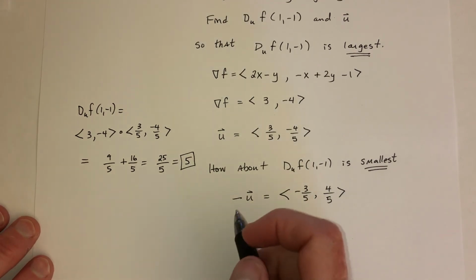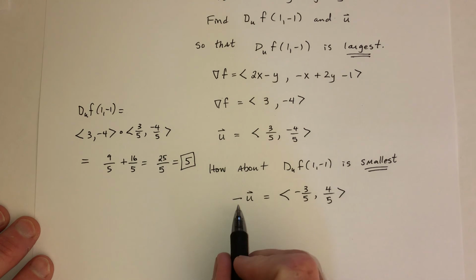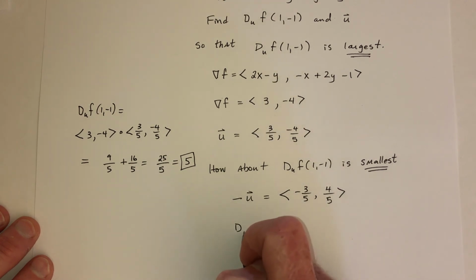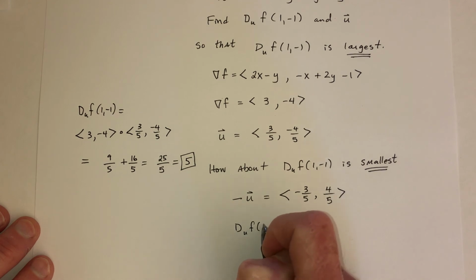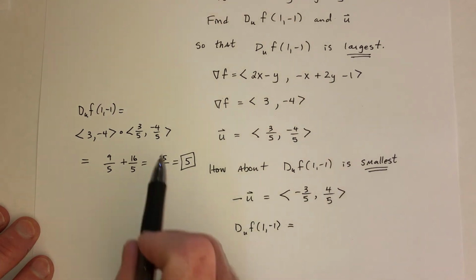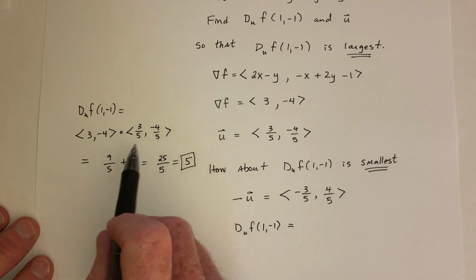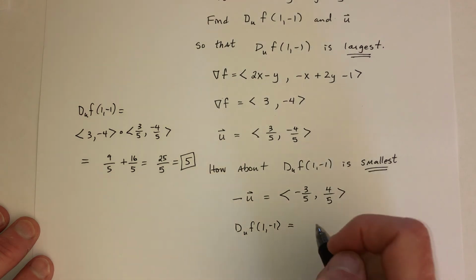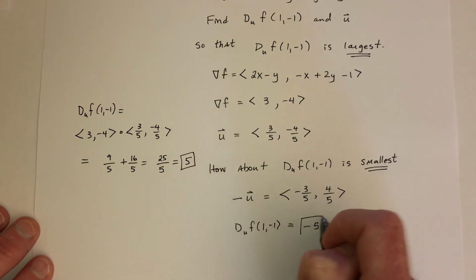And then for this one, because it's just the negative of it, it will be a negative 5. So you could do the same work, but all I did was multiply by a negative, so that means this would be multiplied by a negative and it would be negative 5.